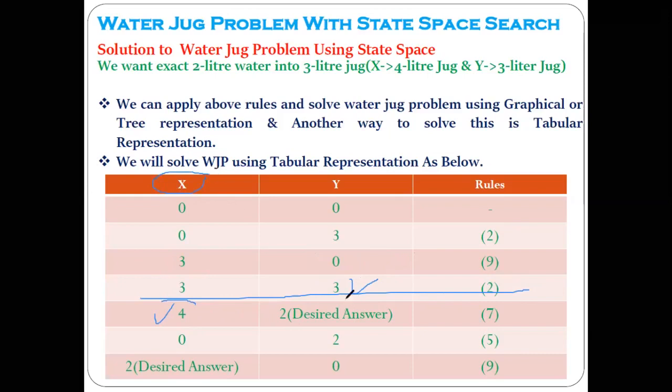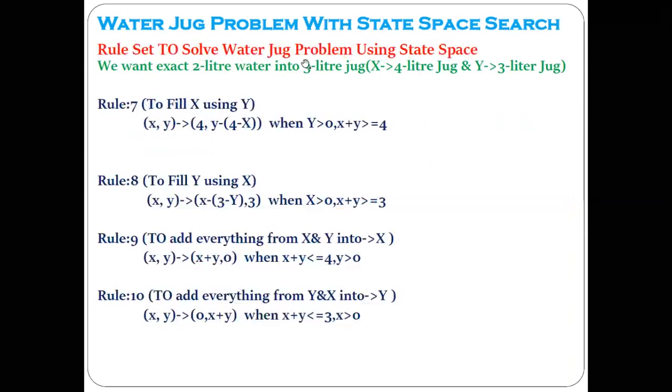Okay, what do we have to do? Fifth step, you have to put the water from the Y jug into the X jug. For this you need to apply rule number 7. So see what rule number 7 is. Here you can see rule number 7: to fill X using Y.